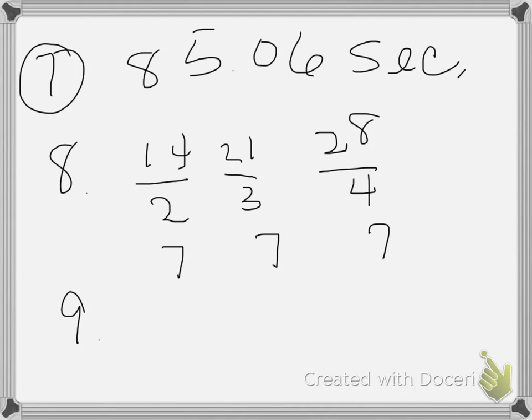Whereas number 9, in that table, it is not, because you cannot divide each one and come up with the same number. So number 9 is no.